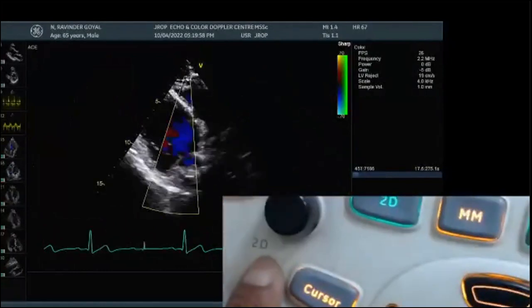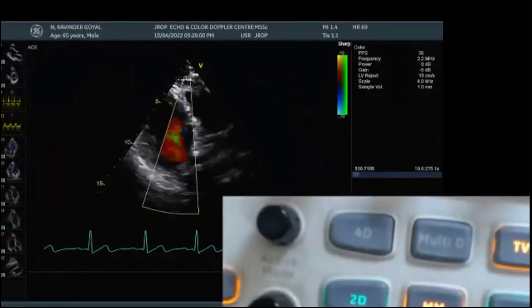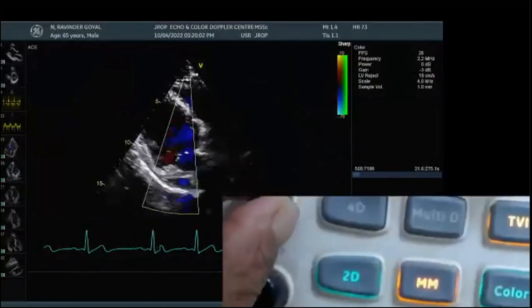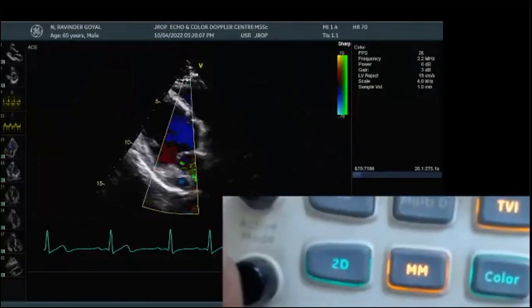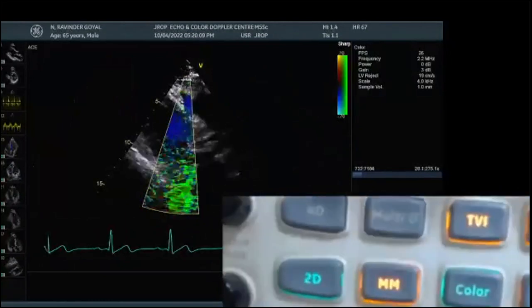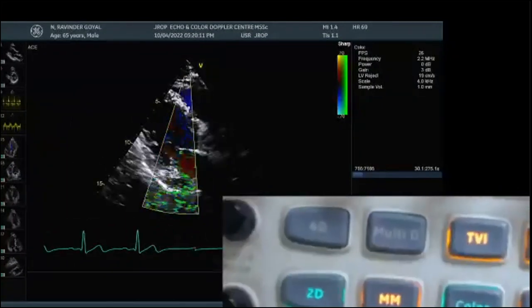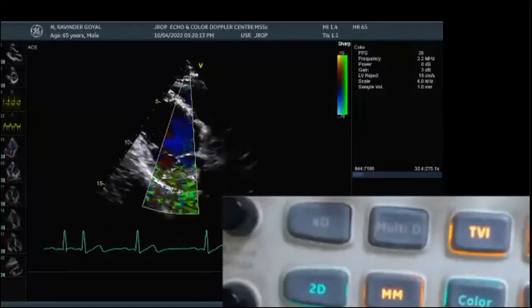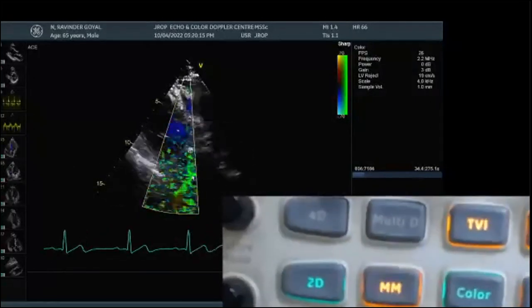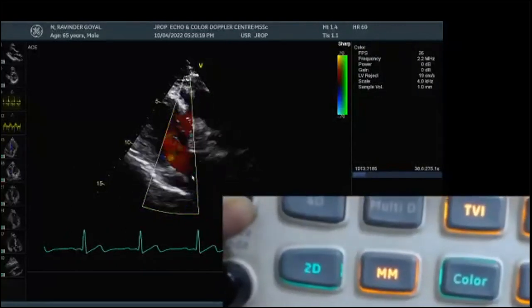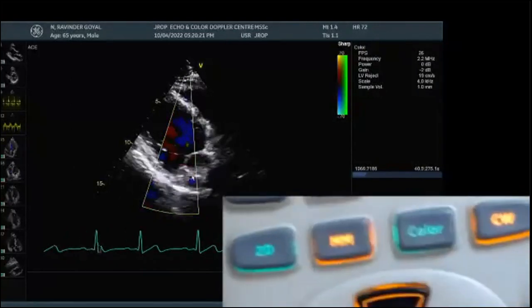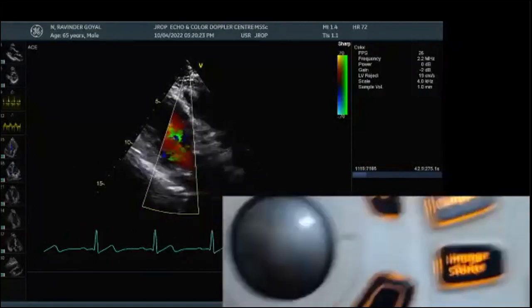Here is 2D mode. So I'm going to focus on color mode and increase my gain as much as I can. Now I've increased the gain for color mode. You can see a lot of extra colors on the screen. So these extra colors should disappear, and that's how we reduce the gain a little bit so as to optimize the color gain in this subject.